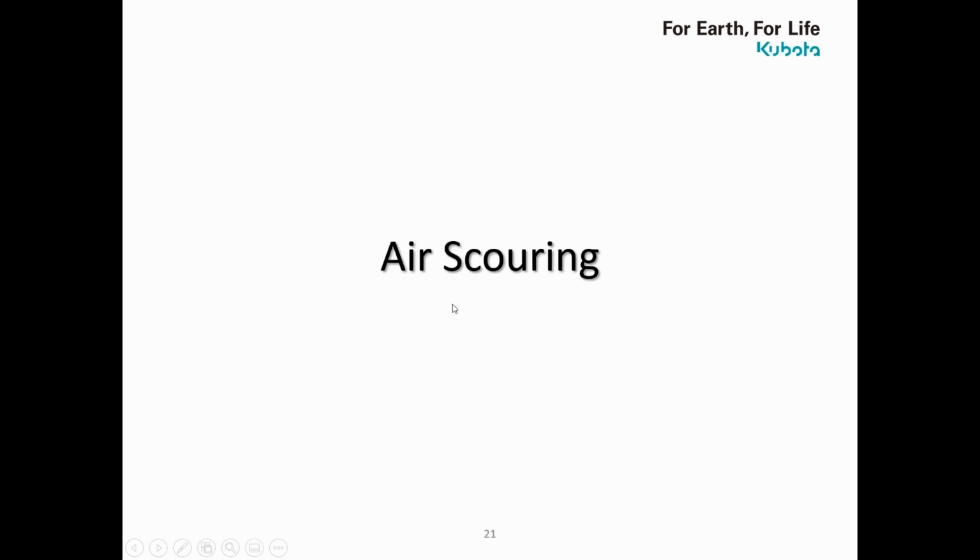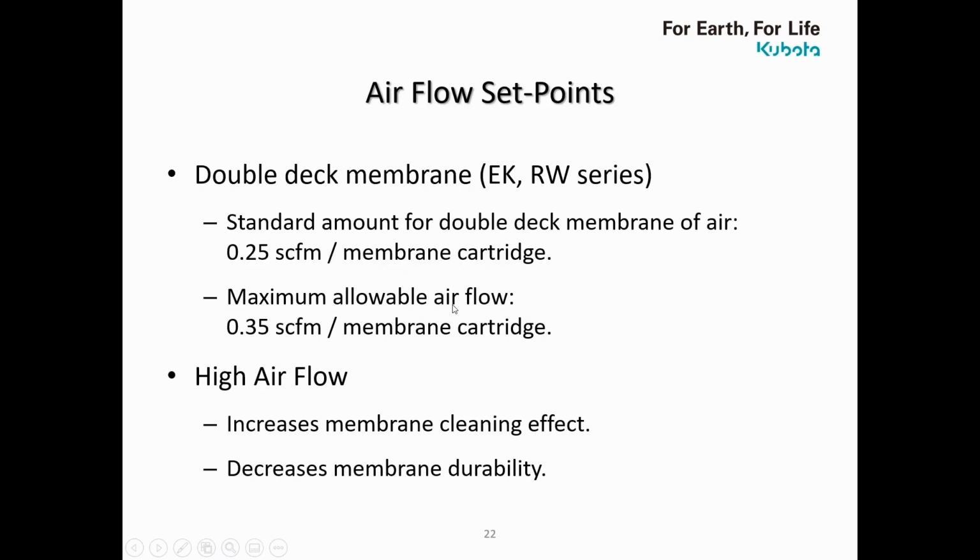Air scouring. Air scouring is a very important aspect as well. You might want to have a certain SCFM for your membranes. You can talk to us about the right number for your plant. We have multiple series, like 16 types of series. So this is just an example, but we can calculate the SCFM that is required for your plant.